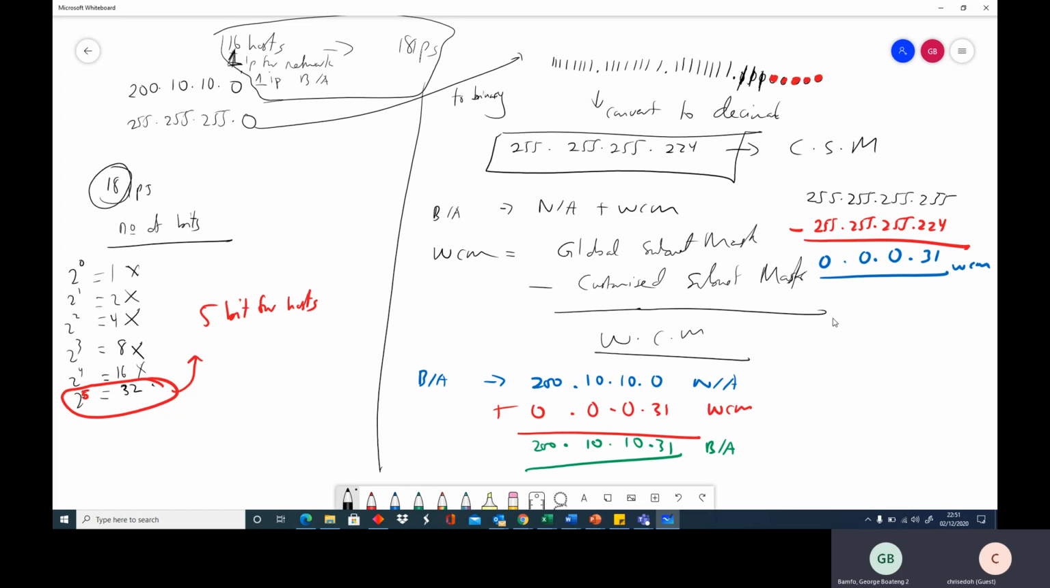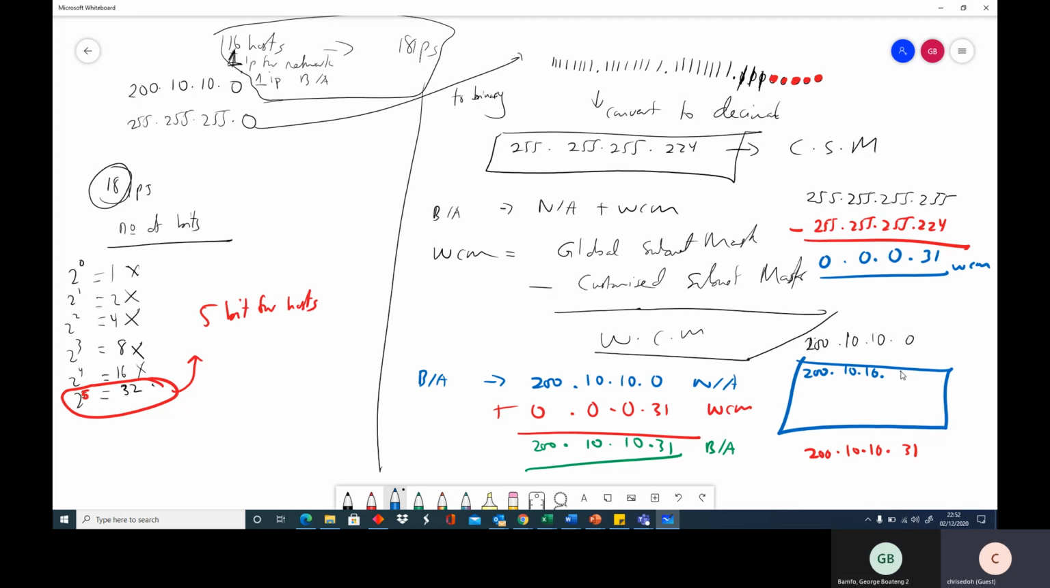Okay, so to find our usable range, our network address is 200.10.10.0, and then you have your broadcast address, 200.10.10.31. And what is your usable range? 200.10.10.1 to 200.10.10.30. Yeah. This is your usable range. Any issue here? No issue. Are you sure? Yeah, I'm sure.